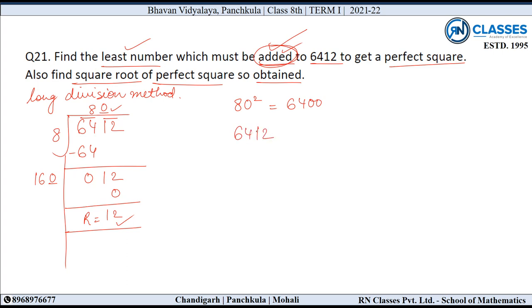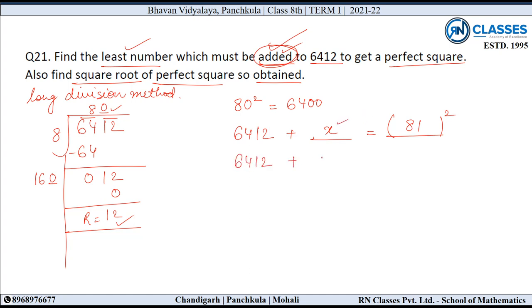6412, something has to be added so that this number is a perfect square. Perfect square means if I square a number, the result is a perfect square. Let this number be x. Now the square of 80 would be 6400, which is lesser. So let's take the next one, the square of 81. That's it, I will get the number to be added.